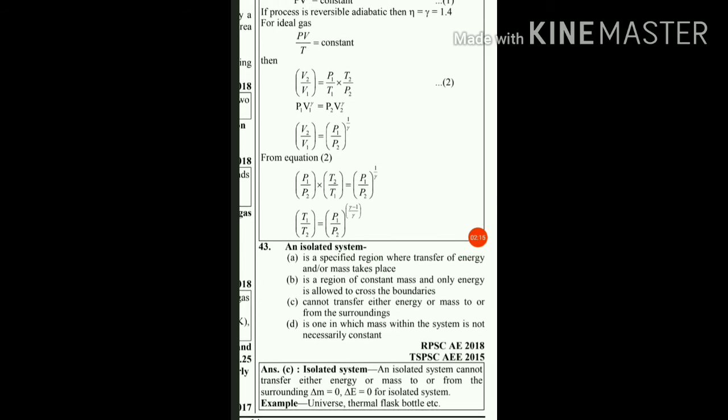The next question, that is the 43rd question, is on an isolated system. There are basically three systems: open system, closed system and isolated system. In an open system, mass as well as energy crosses the boundary of the system. In a closed system, mass does not cross the boundary but energy crosses the boundary. In an isolated system, neither mass nor energy crosses the boundary of the system.